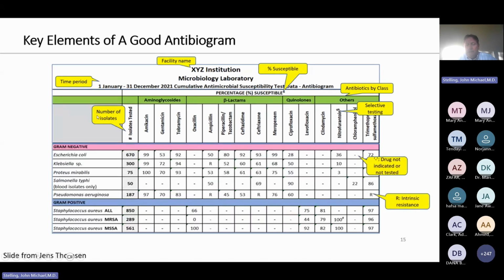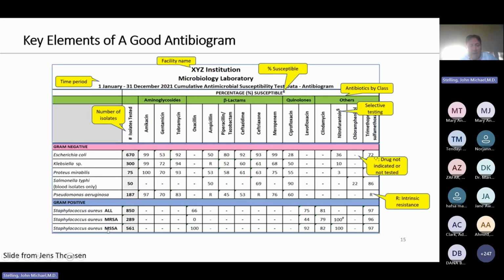And here we have gram-positive and gram-negative. In this slide, they've been integrated into one. However, it is more traditional to have one page for the gram-negative antibiogram and a different page and a different table for the gram-positive antibiogram. And here you can see MRSA and MSSA separately.